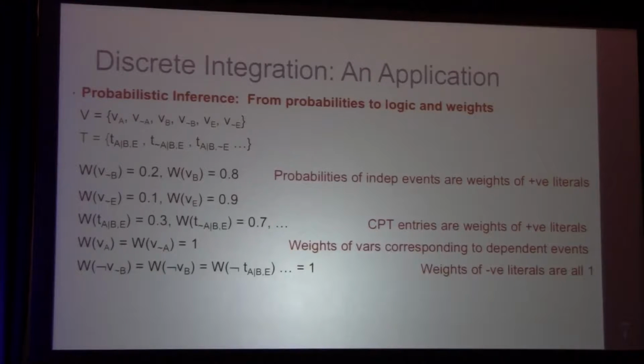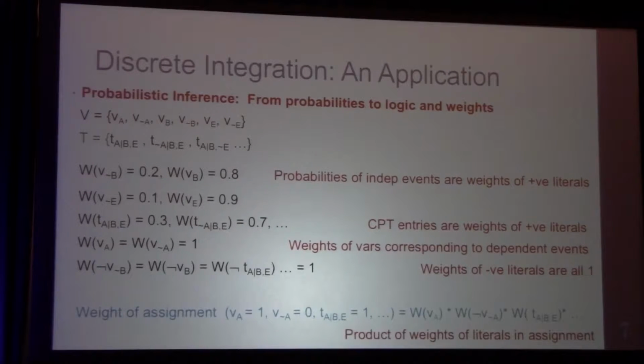And for everything else, I will assign a weight of 1. So all the dependent variables, all the negated literals, all of them will have a weight of 1. This is sort of trying to put in the information about probabilities that was there in the probabilistic graphical model into the setting of this logical modeling, and then the probabilities become weights of different literals associated with this model.